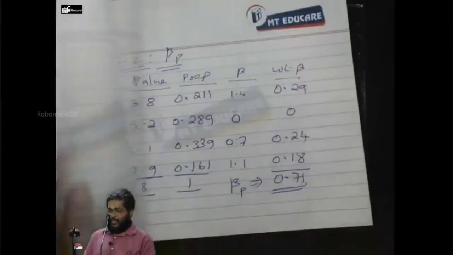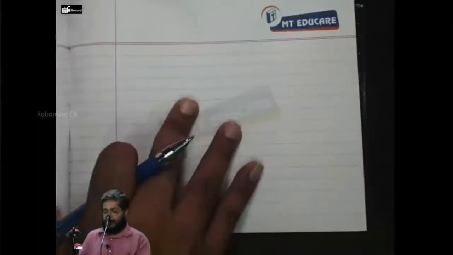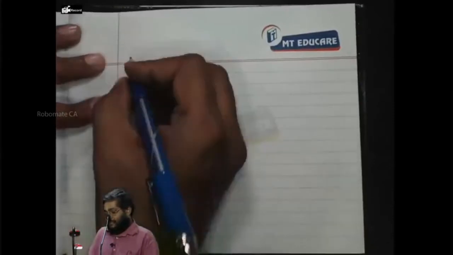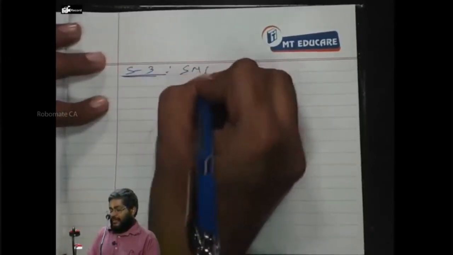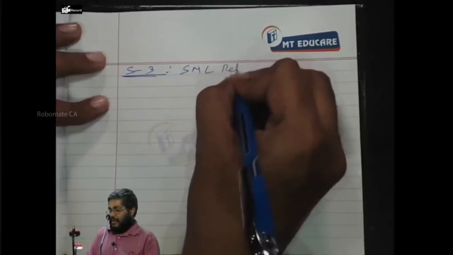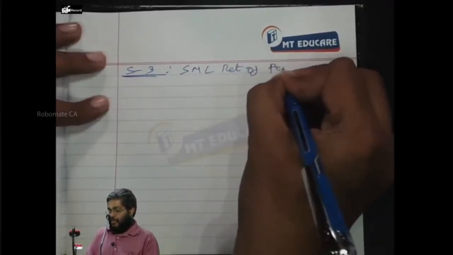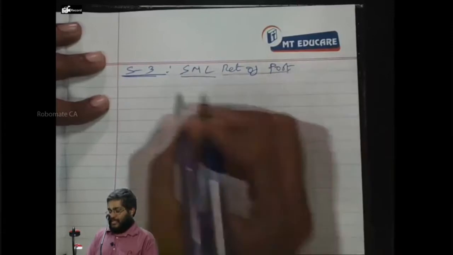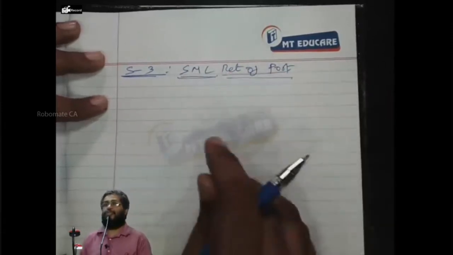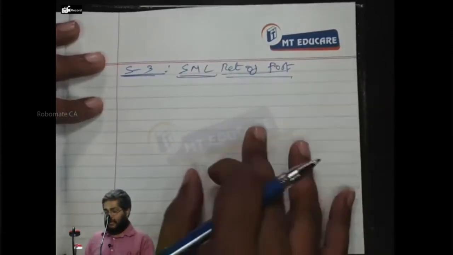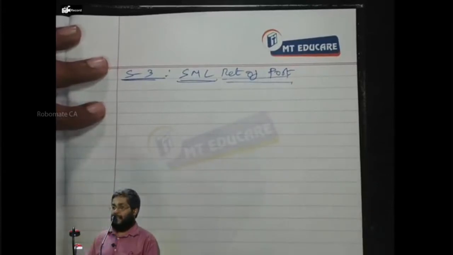Next, write down. Step 2 or step 3? Step 3, please. Write down Step 3: SML return of the portfolio.